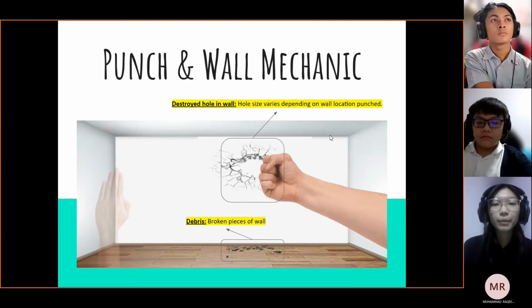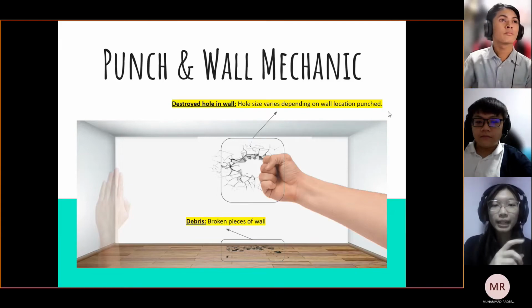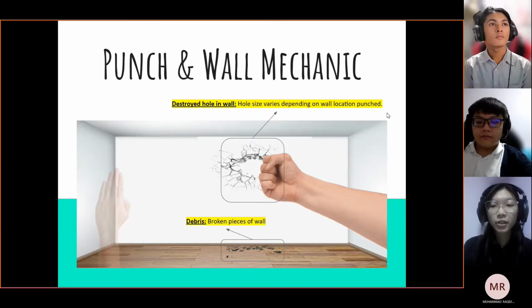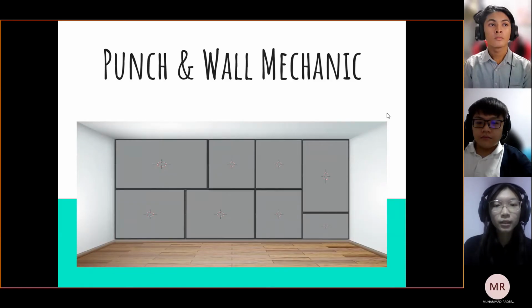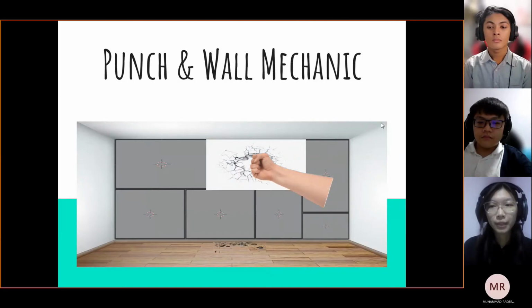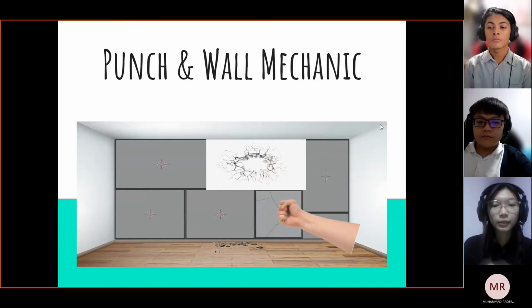The force applied by the punch against the wall will destroy a part of the wall, where the size of the hole depends on where the punch strikes. I will show you an example on the next slide. Here you can see when the punch strikes in between two cubes, both of the cubes will break into pieces, causing a bigger hole in the wall compared to when the punch strikes an area that only has one cube.